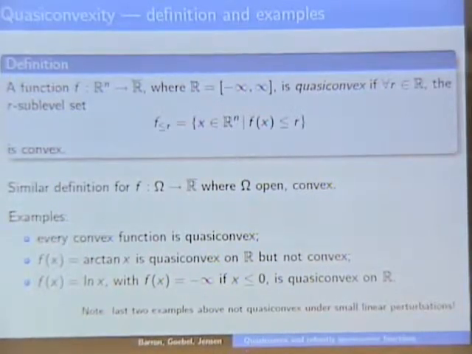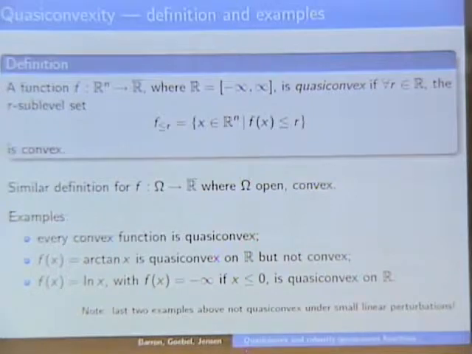Some examples: of course, every convex function is quasi-convex. Arctangent is a very nice example of a quasi-convex function that's not convex. Natural log extended by minus infinity to non-positive numbers is a perfectly good quasi-convex function.